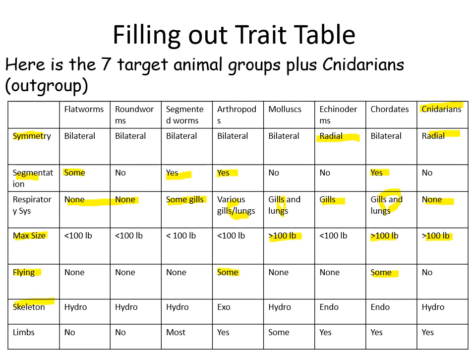Skeleton, a lot of these have hydro skeletons. So basically, they use some type of fluid pressure to have muscles exert against, hydrostatic skeletons. And then there's exoskeletons in arthropods, and then endoskeletons in chordates and echinoderms.